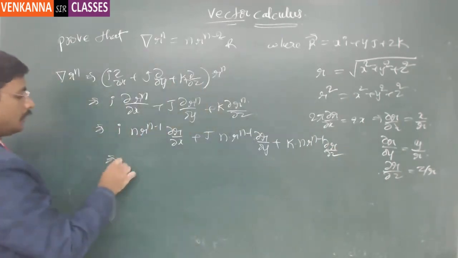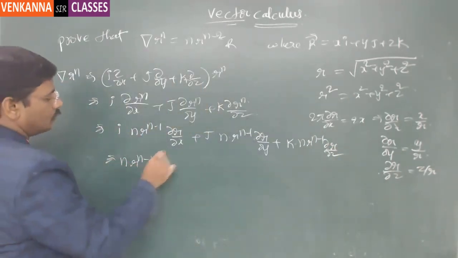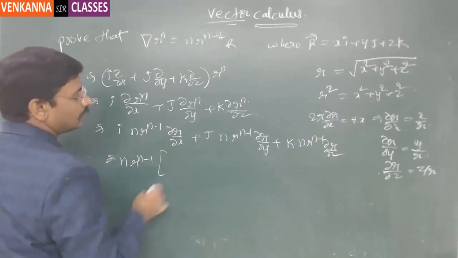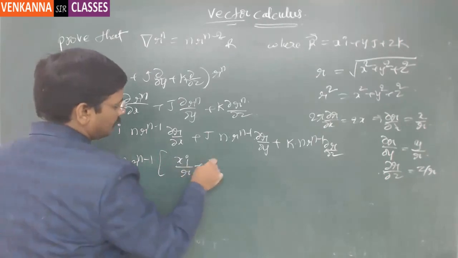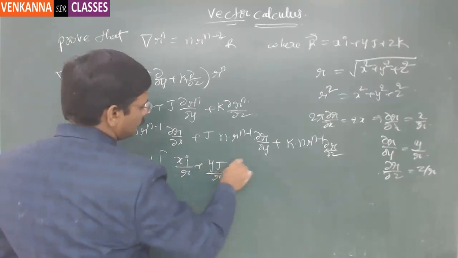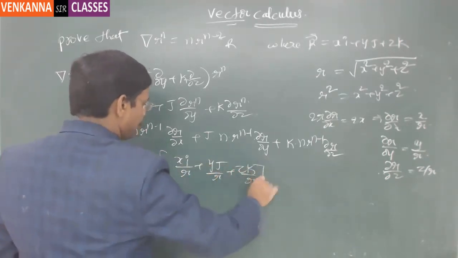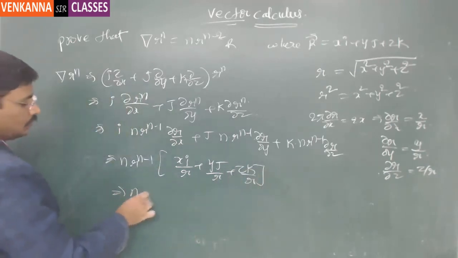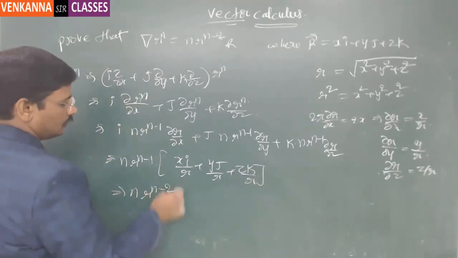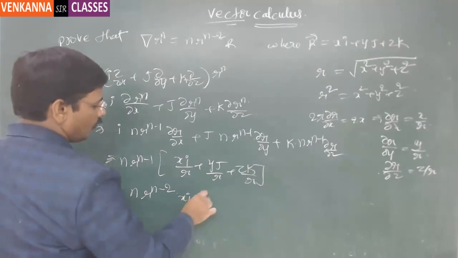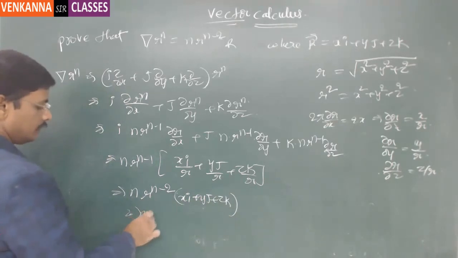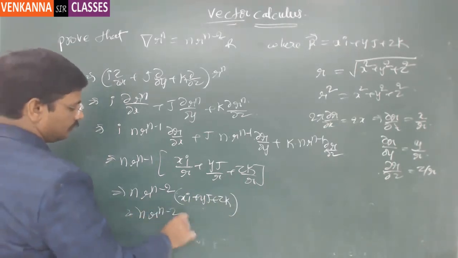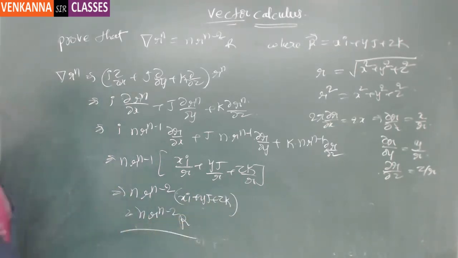Now, if you take n r power n minus 1 out, then this is i times of dou r by dou x. You can replace with xi by r plus yj by r plus zk by r. So this is n into r power n minus 2 times xi plus yj plus zk. So this you can replace with n r power n minus 2 times capital R. Got it?